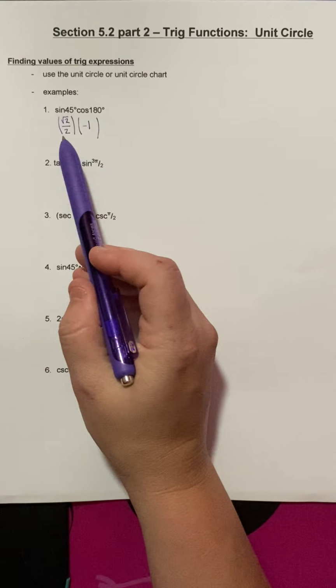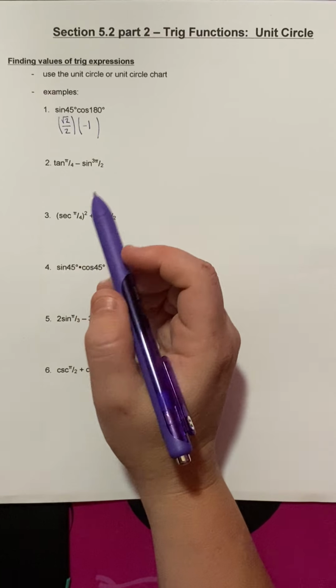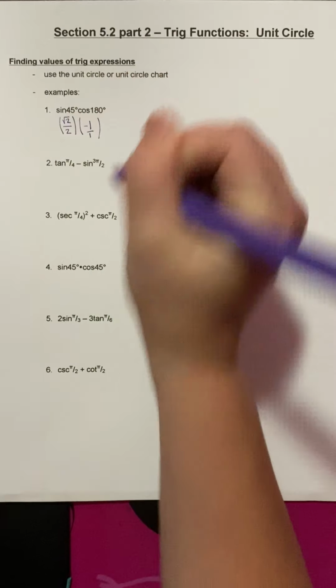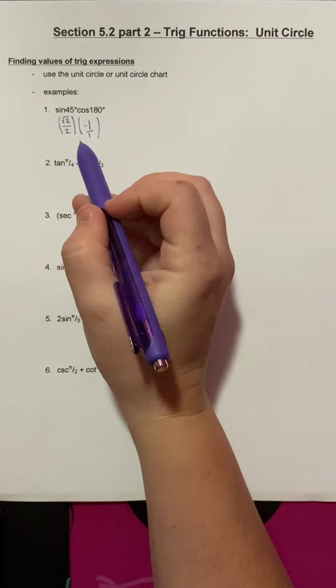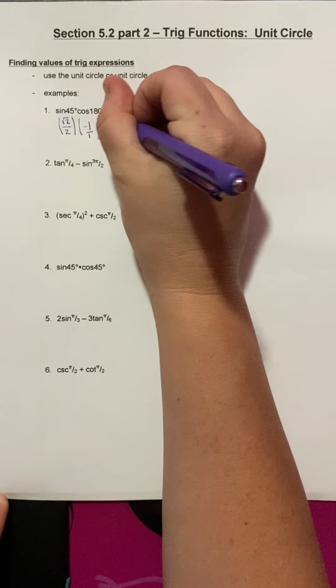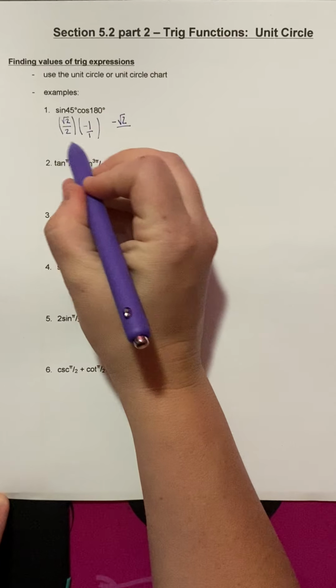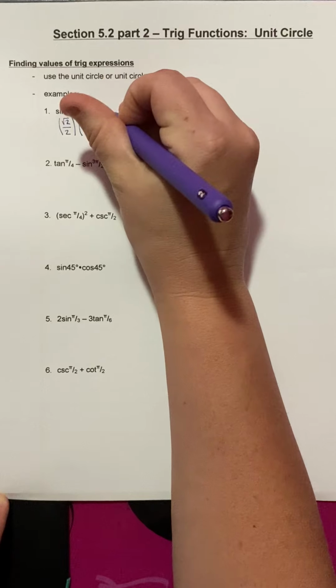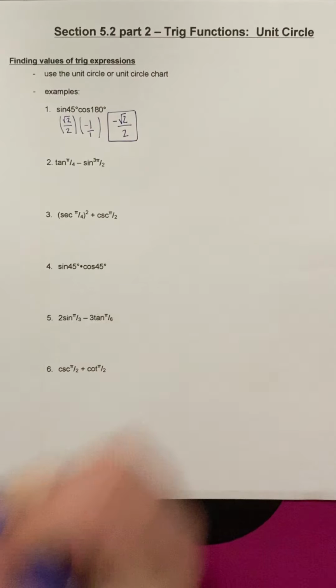So here, all I'm doing is multiplying fractions. To multiply fractions, all you do is multiply straight across. I'm going to stick a 1 under this denominator and multiply straight across. The square root of 2 times -1 is negative square root of 2, and 2 times 1 just gives me 2. So the value of this is negative square root of 2 over 2.